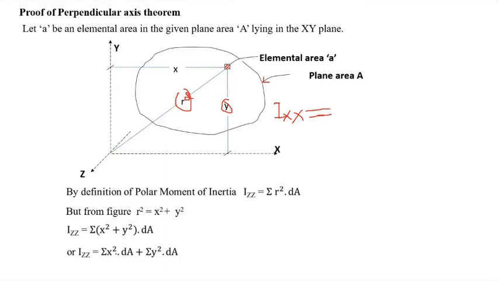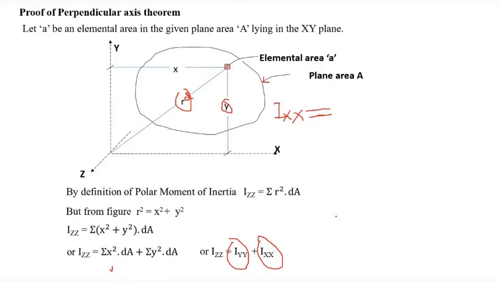Okay, so this value becomes Iyy, and this will become Ixx. That's the reason why this is Iyy and this is Ixx. You should be very, very careful. So now, one more thing to remember.